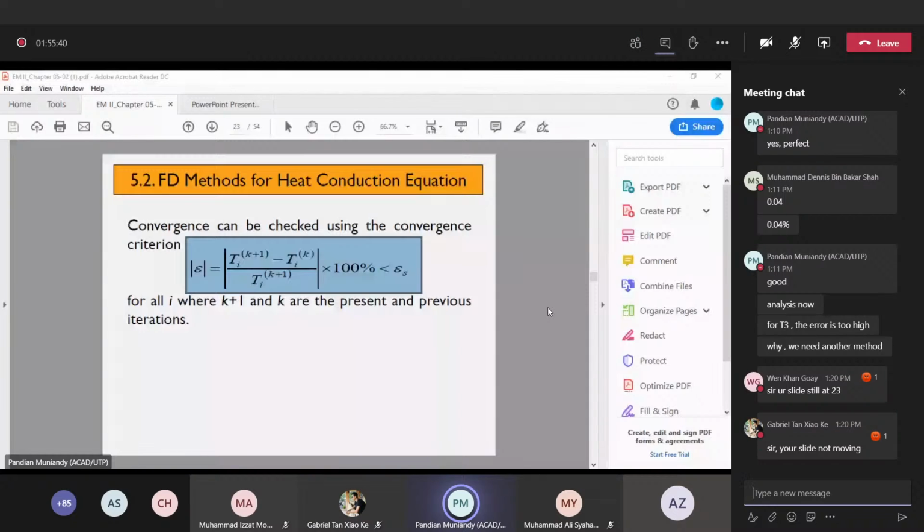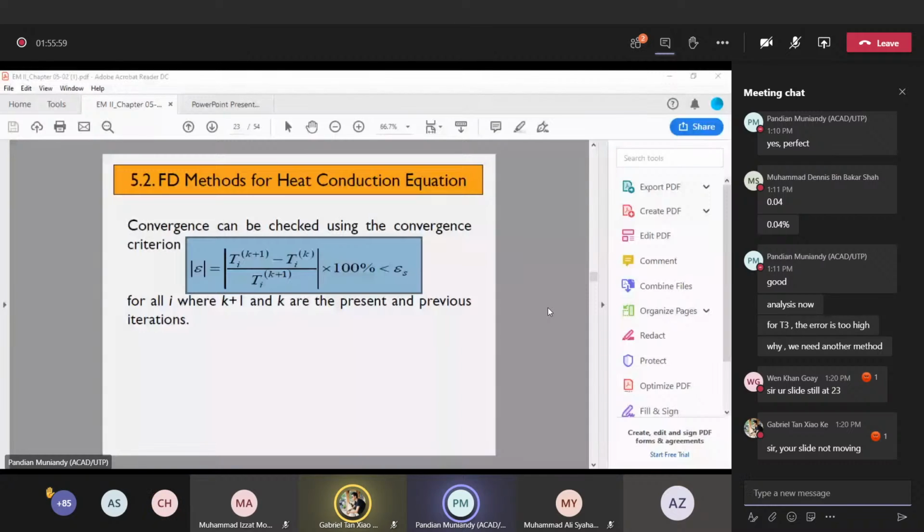This equation will be given for information. You no need to memorize. This equation will be given. It's very hard to memorize. It has 1, 2, 3, 4 terms left hand side and 4 terms right hand side. So 8 terms altogether.